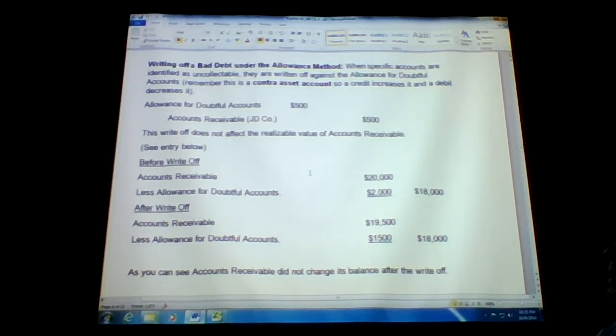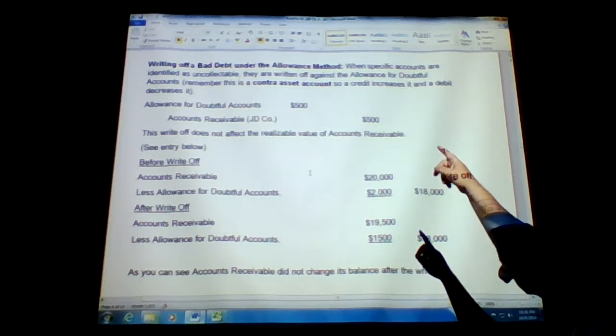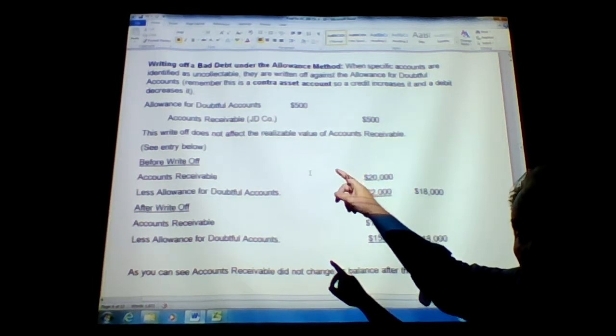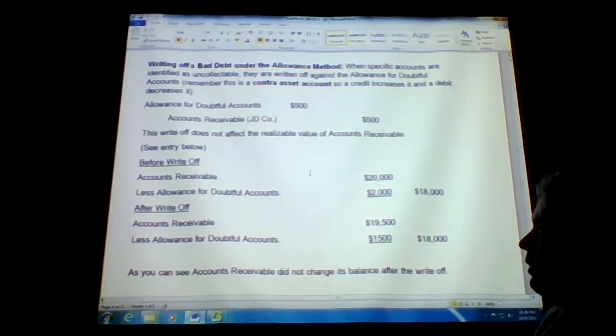Writing off a bad debt under the allowance method. When specific accounts are identified as uncollectible, they are written off against the allowance for doubtful accounts. Remember, this is a contra asset account, so a credit increases it and a debit decreases it. Make sure that you remember that. So for the allowance for doubtful accounts, we're writing off $500.